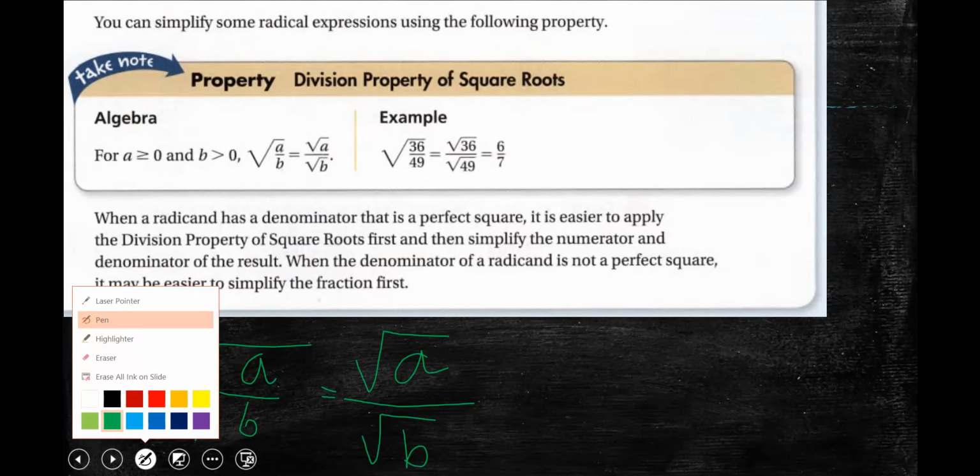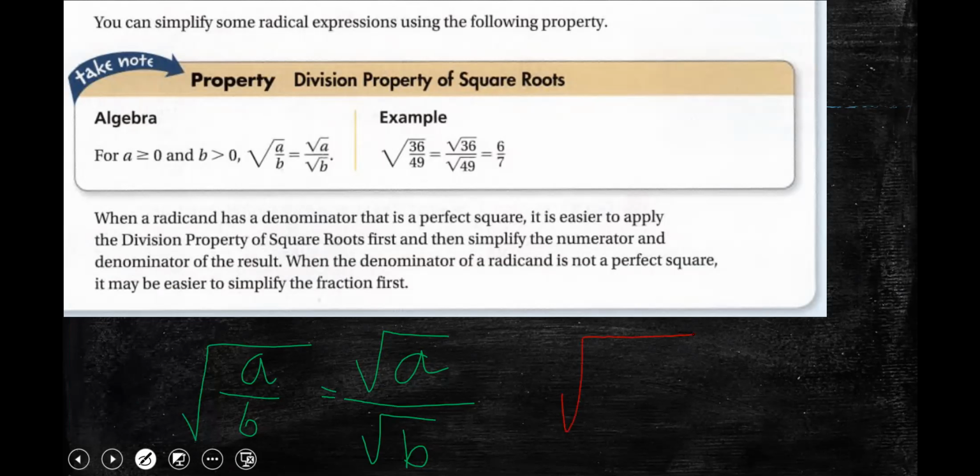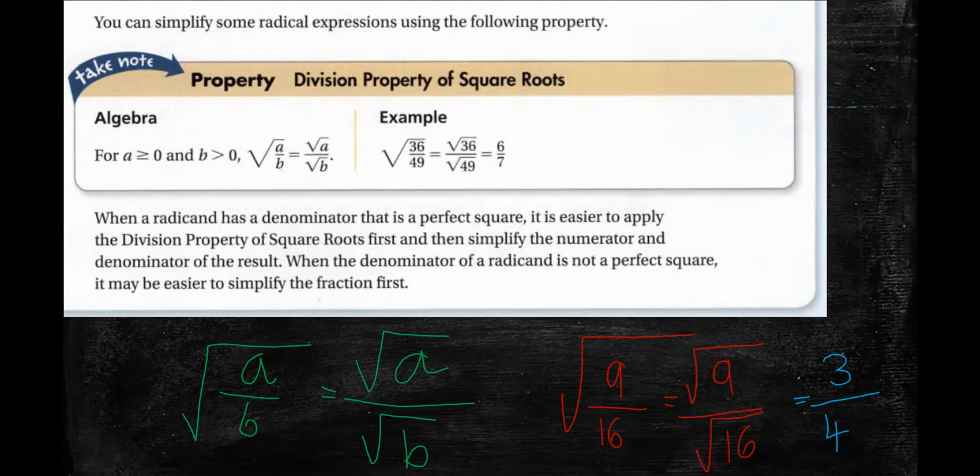Let's have this example here. If I ask you now, what is the square root of 9 over 16? What do we have to do? We have to distribute the square root, 1 for the numerator and 1 for the denominator. And then I will solve. What is the square root of 9? 3. And the square root of 16? 4. So the final answer here is 3 over 4. We call this the division property of square root.